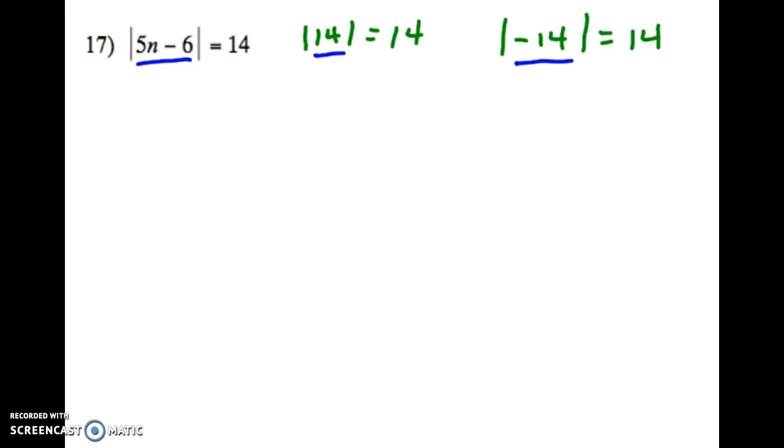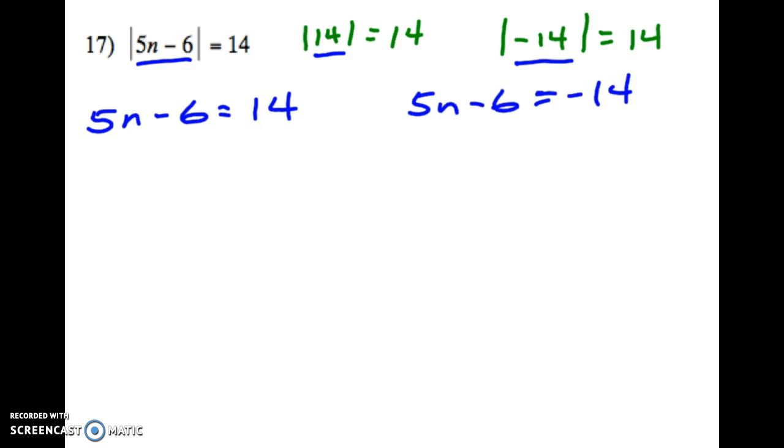So for 17, once again, a quick demonstration here. Absolute value of positive 14 is 14. Absolute value of negative 14 is still a positive 14. So that means the stuff on the inside can either be a positive 14 or a negative 14. So if we write them out individually, we've got the case with positive 14. And we're going to have a case where the inside is going to equal a negative 14.